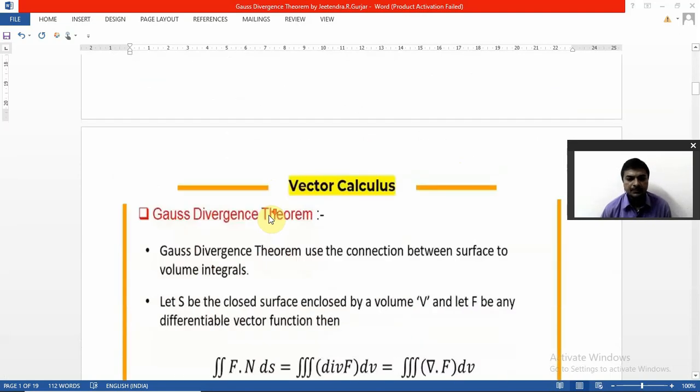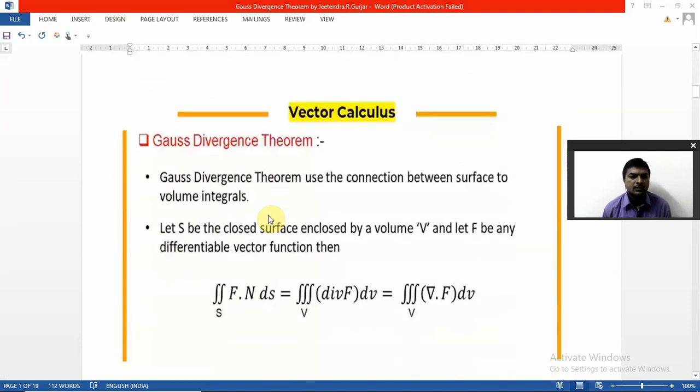So now we see, in vector calculus we come across Gauss divergence theorem. It says that Gauss divergence theorem uses the connection between the surface and volume integral. Yes friends, we have seen how a volume can be calculated using Gauss divergence theorem.